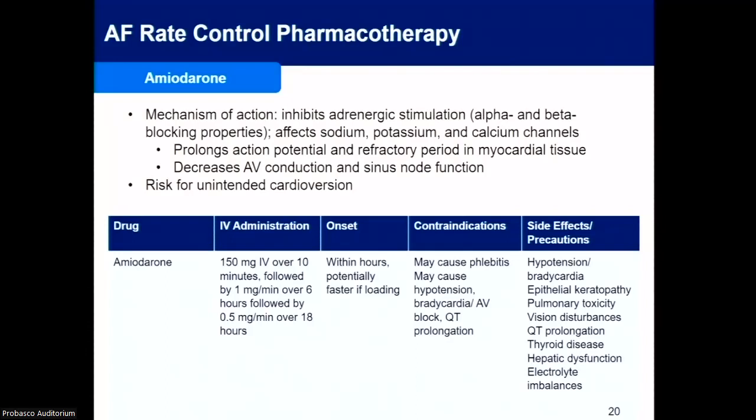IV administration dosing is typically 150 milligrams IV over 10 minutes, followed by 1 mg per minute over 6 hours, and then further decreased to 0.5 mg per minute over 18 hours. Onset typically is more prolonged. It can cause phlebitis, hypotension, bradycardia, QT prolongation, and then also has a pretty notable side effect profile, which also can limit its potential use.